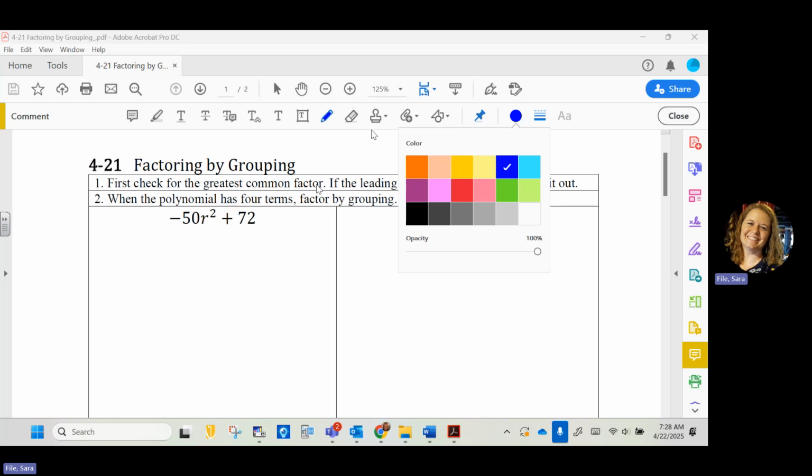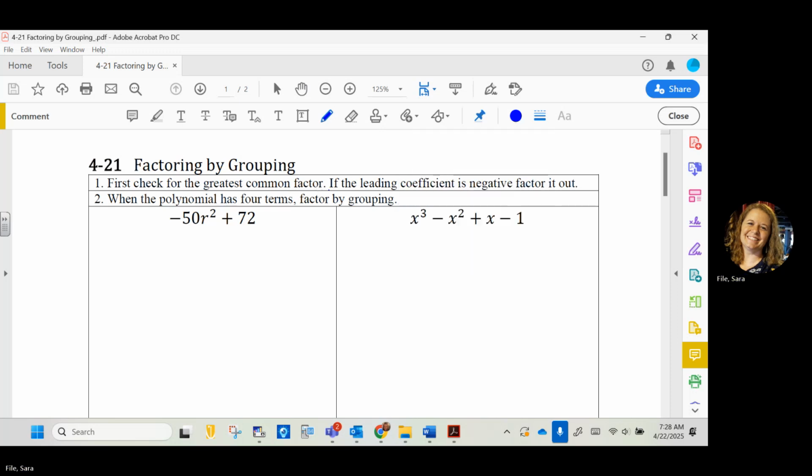Now the lead term, it says up here, if the lead coefficient is negative, factor it out. Okay, we always take out the negative. So our leading coefficient is negative 50. So we're definitely going to take out the negative, and then we said 2. We can't take out a variable r because the second term doesn't have an r. So negative 2 is it.